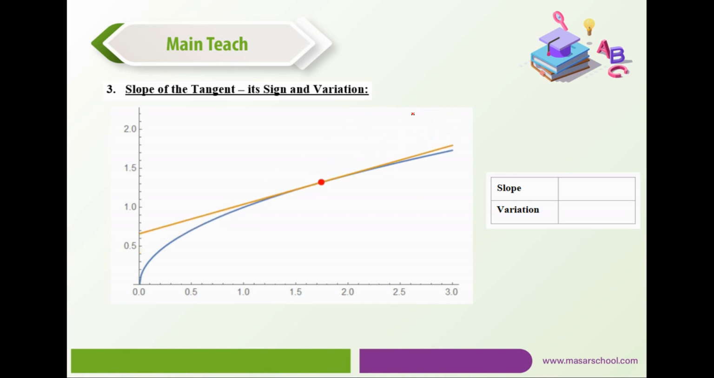Now what about this function? You notice that the slope during this interval is always pointing up, so the slope is positive. What about the variation? It's rotating in this manner, then the variation would be decreasing.